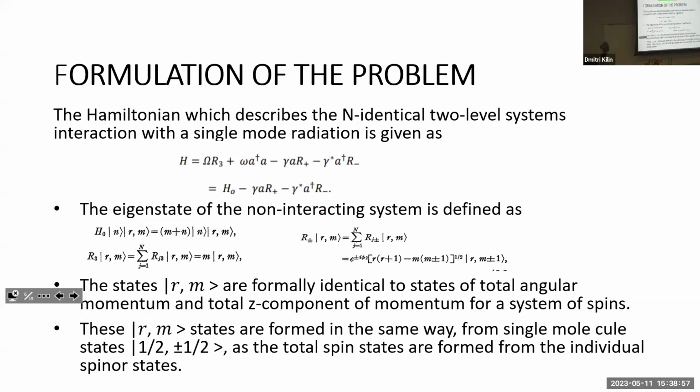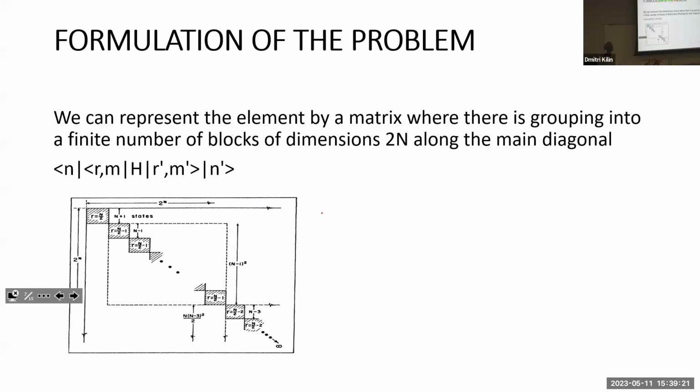Something I forgot to mention: because of the commutation relationship, it was noticed that this total Hamiltonian commutes with H0 and R3, both of them. So we can say that they both have the same eigenstates. And because of that, we're able to get something like this.